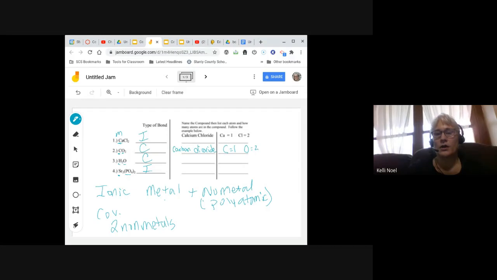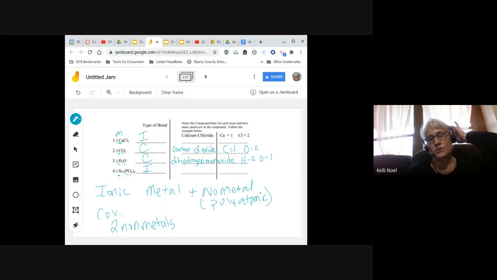All right, water again, I'm not writing water here, I want the scientific name. There are 2 hydrogens, so it's dihydrogen, and monoxide because there's 1 oxygen. And then I'm going to count. Hydrogen is 2, oxygen is 1. So covalent, you have to use the prefixes, and the ionic, you do not.